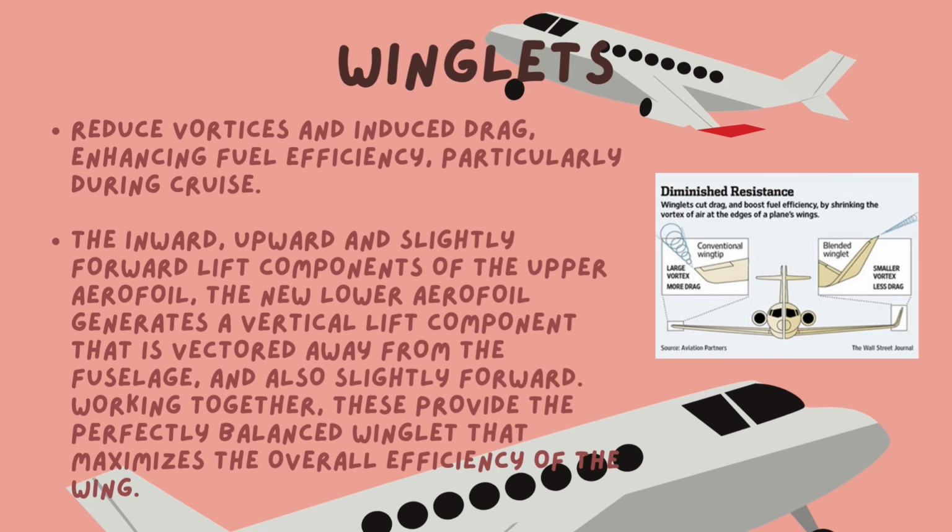The inward, upward, and slightly forward lift components of the upper airfoil, and the new lower airfoil generates a vertical lift component that is vectored away from the fuselage and also slightly forward. Working together, this provides the perfectly balanced winglet that maximizes the overall efficiency of the wing.